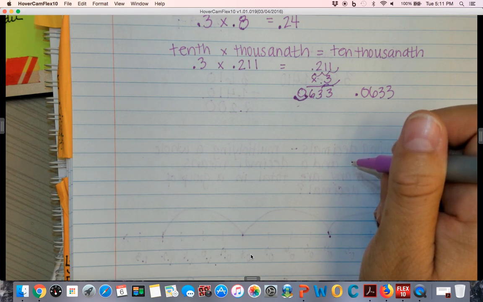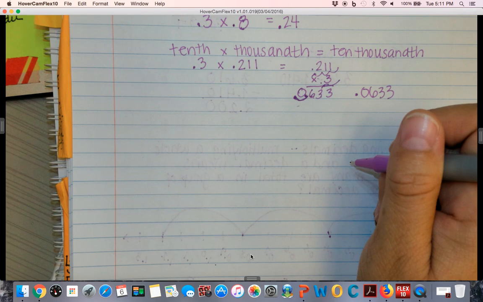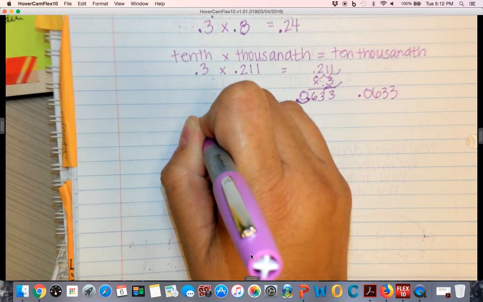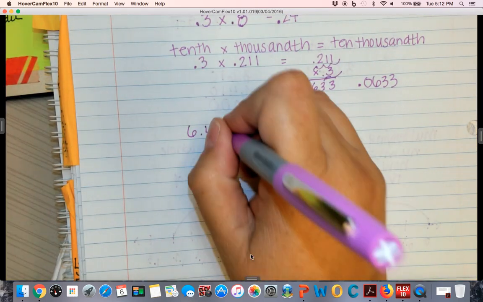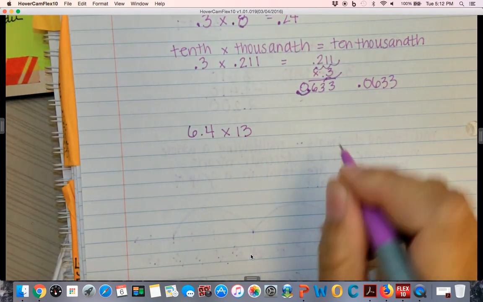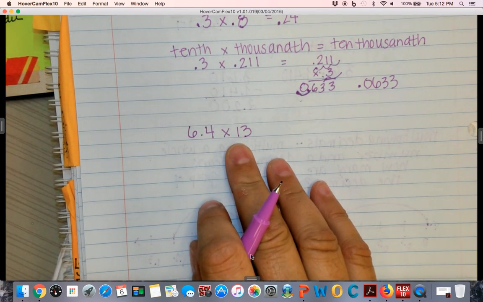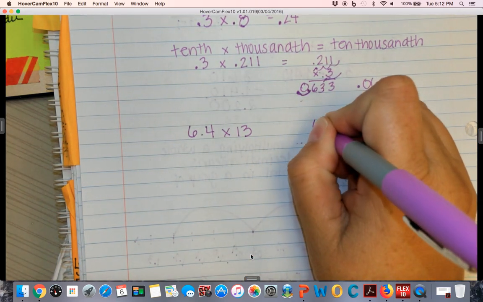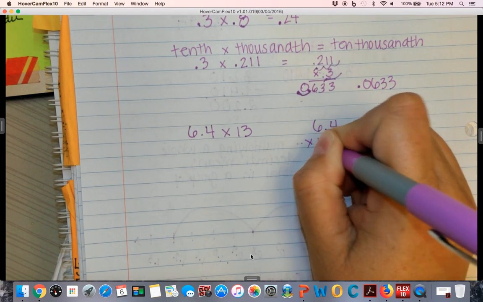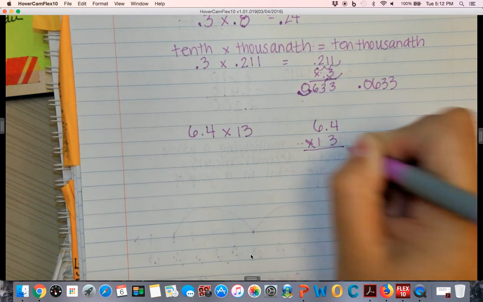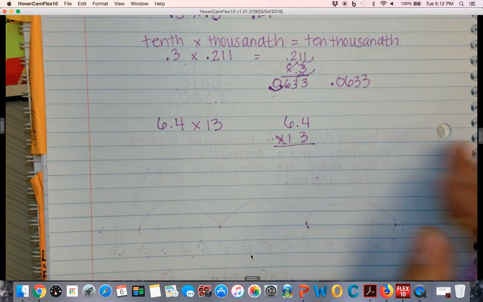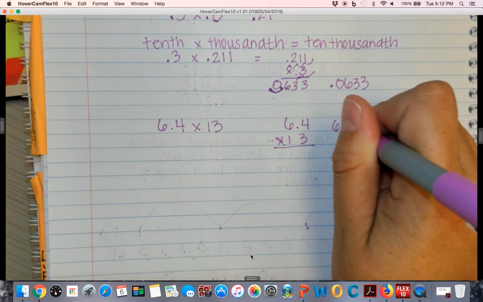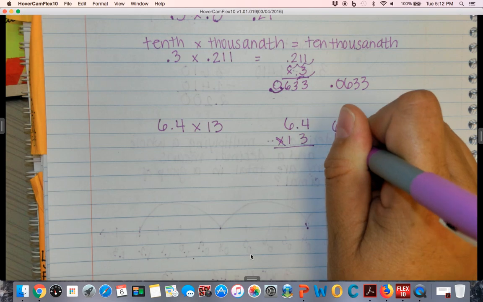Let's do 6 and 4/10 times a whole number. We know a whole number and a decimal is going to give us another whole number and a decimal. And we'll line it up, and we'll multiply like we normally multiply. This for me, even though it's a decimal, I'm going to break it up. I'm going to do 60 times 13.